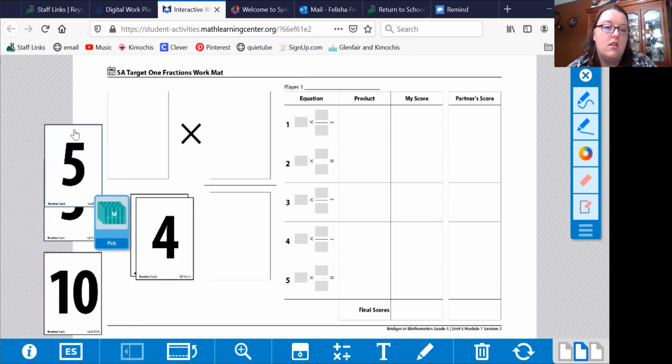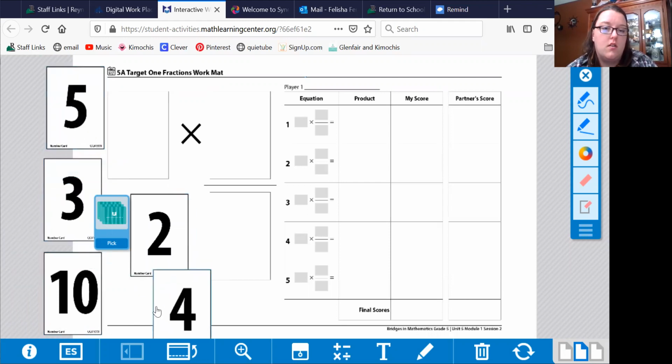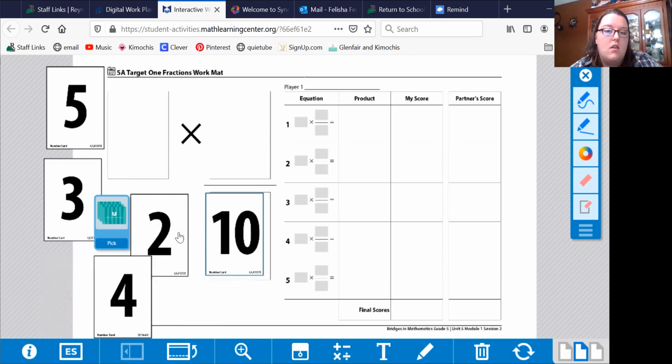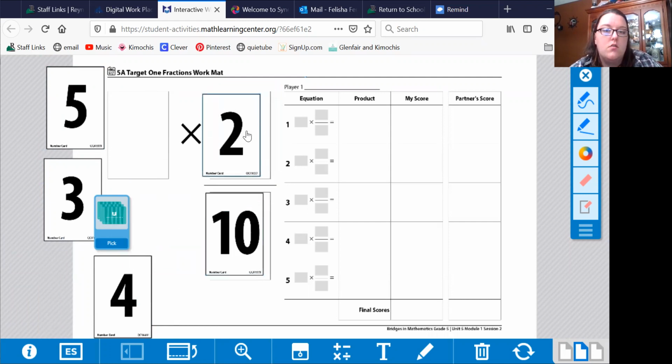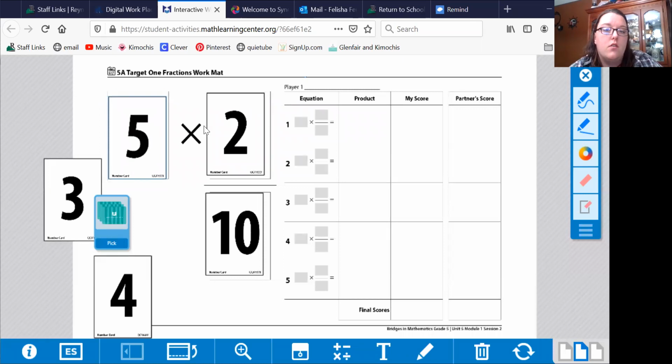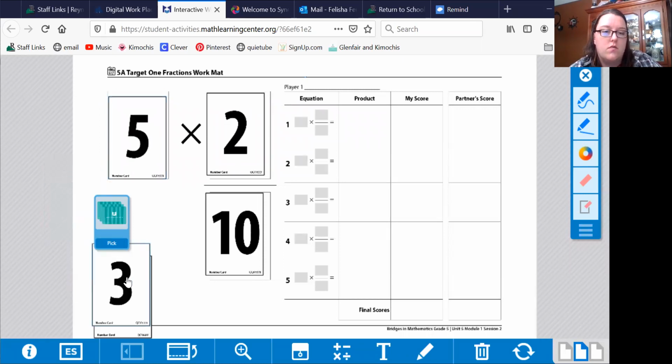So let's see what I've got to work with here. So I'm going to have a whole number times a fraction. So a certain group of a fraction. You want to get as close to 1 as possible. So if I do 5 groups of 2/10, so I'll move these off to the side.